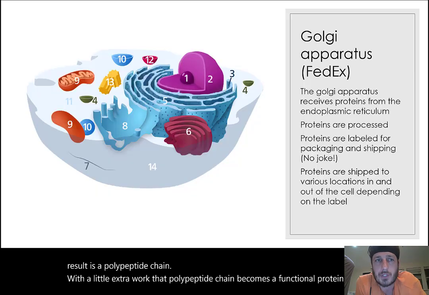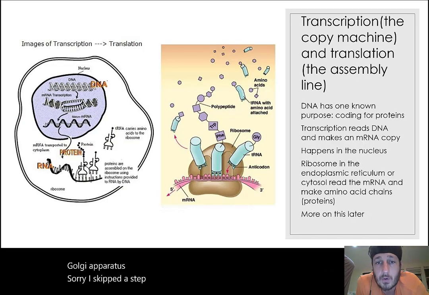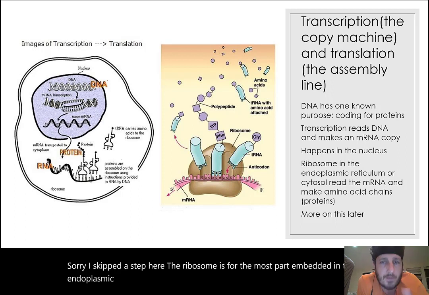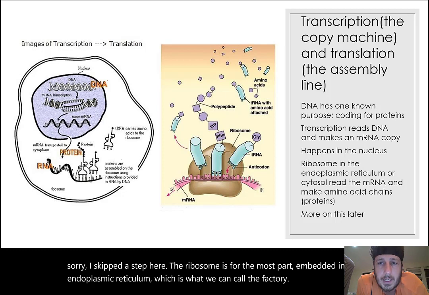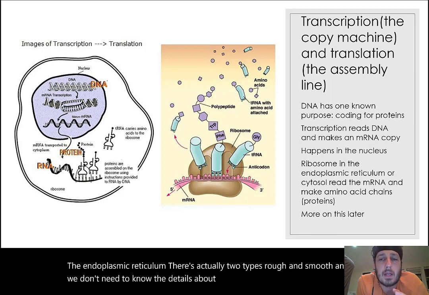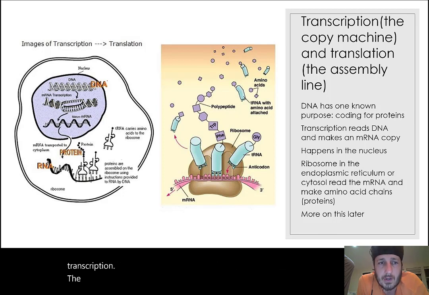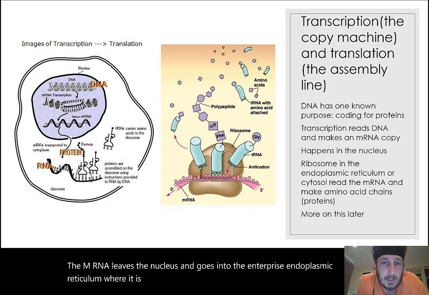The Golgi apparatus, sorry, I skipped a step here. The ribosome is, for the most part, embedded in the endoplasmic reticulum, which is what we can call the factory. The endoplasmic reticulum, there's actually two types, rough ER and smooth ER, and we don't need to know the details about them later. But the important thing is to know that the DNA is copied into mRNA, that's transcription. The mRNA leaves the nucleus and goes into the endoplasmic reticulum, where it is translated into protein.